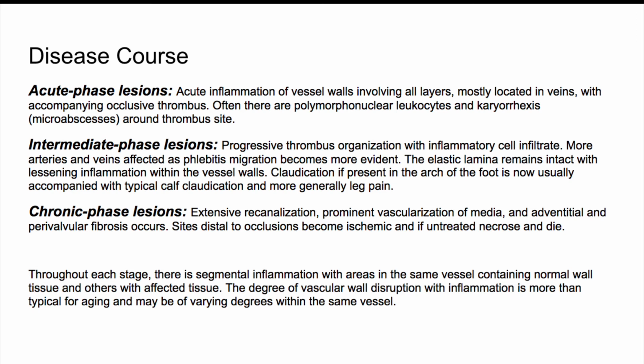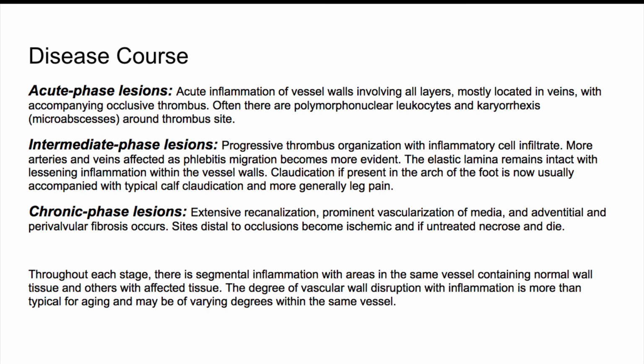Then when you have intermediate phase lesions, the thrombus progresses with more cell infiltrate. More arteries are affected now, with the phlebitis migration becoming more evident. The elastic lamina remains intact with lessening inflammation, and claudication, if it started in the arch of the foot, has now usually progressed to the calf and more general leg pain, with the lower limbs being mostly affected by this.